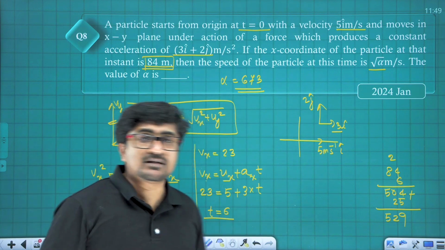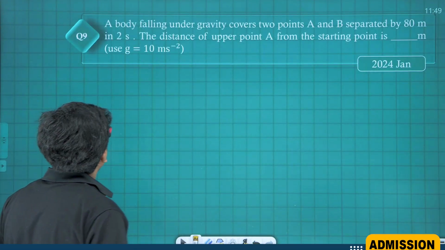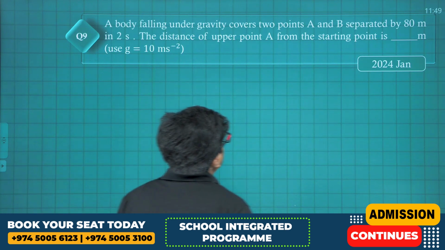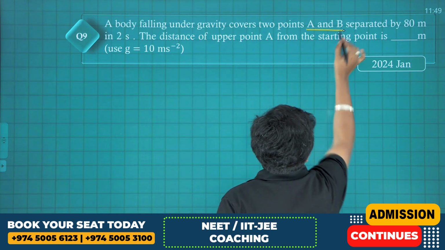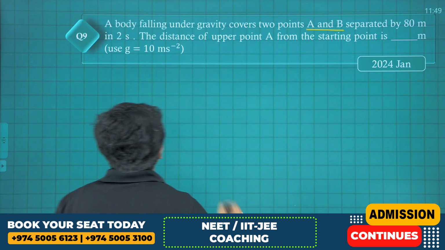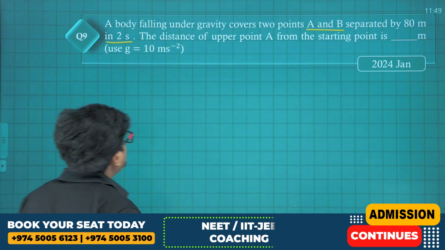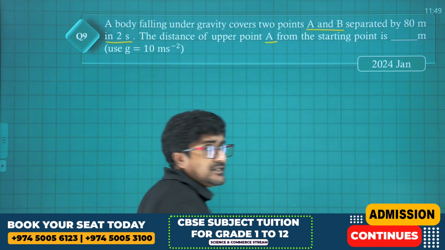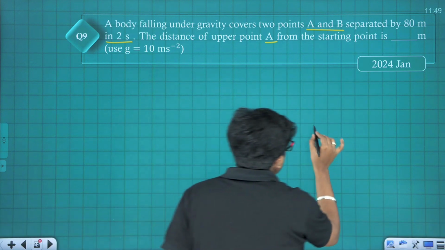Now let's move to the next, that is question number 9. Question number 9 says, a body falling under gravity covers 2 points A and B separated by 80 meters in 2 seconds. Then the distance of the upper point capital A from the starting point is. So here this is the tower.